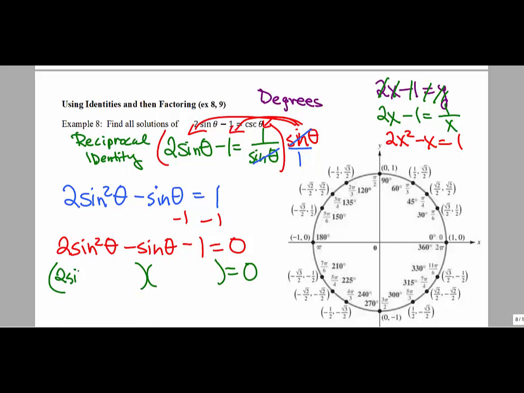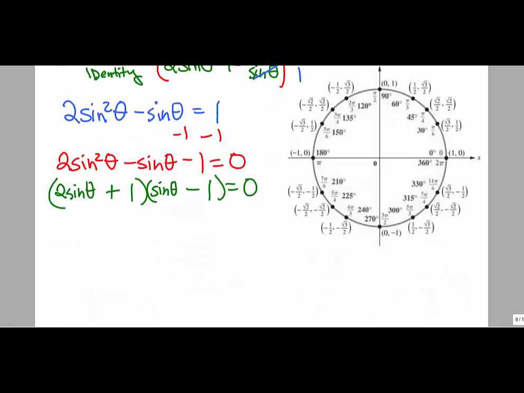So we have 2 sine theta and then sine theta. So first times the first has to give us the first. And we look at the last, we have minus 1. The only options here are 1 and 1, and we need a plus and we need a minus. So I'm going to put the minus here and the plus here. And let's check it, make sure that if I FOIL it out, I get back the correct middle term. So let's keep going. Now that it's factored, we're going to set each one of these factors equal to 0.